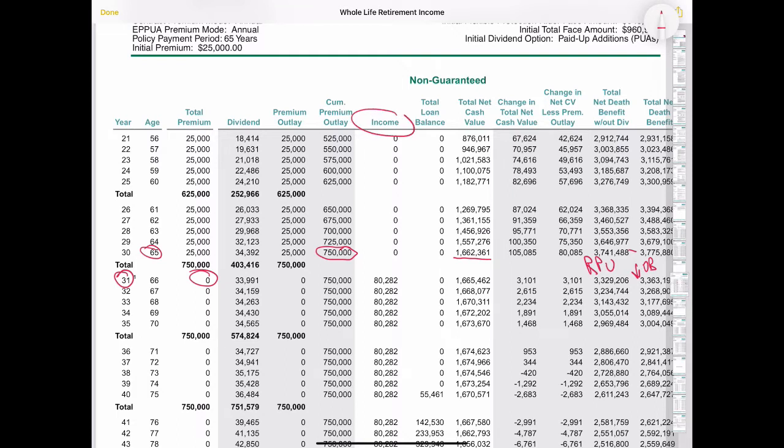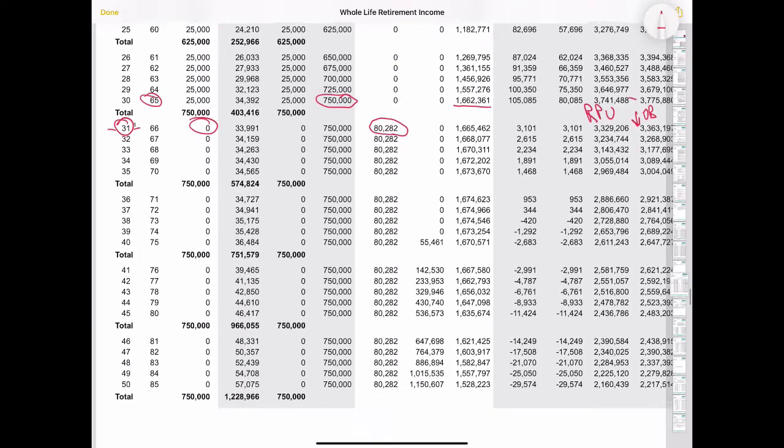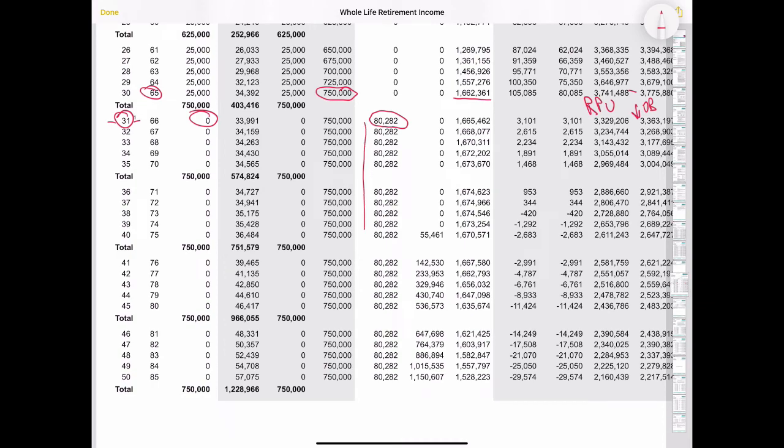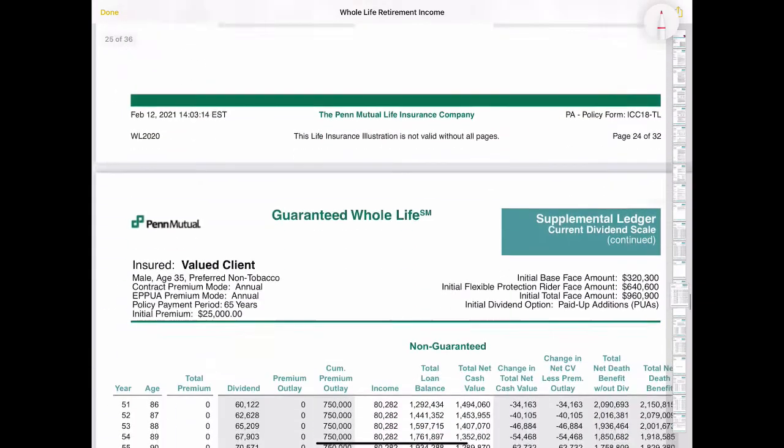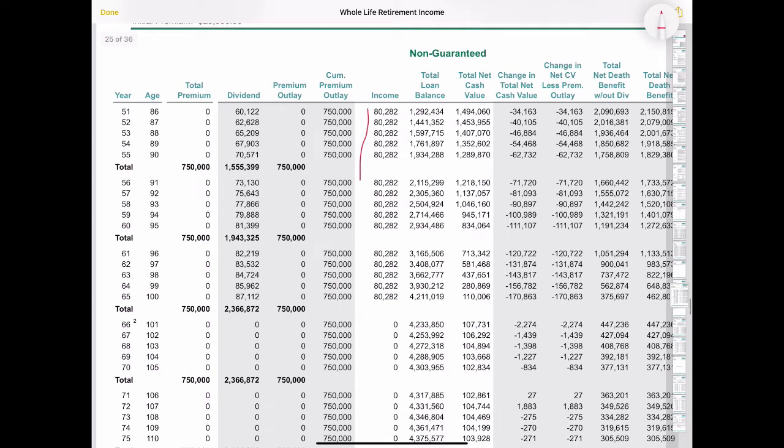Also notice we have this income column, and starting in this year 31, we see $80,282 in income. That means this policyholder has taken $80,282 out of the policy in this year. You'll also notice that this same figure continues, and we'll go to the next page where it continues all the way up to age 100. We've gone out this far as a projection, assuming that by age 100, this individual will have passed on.